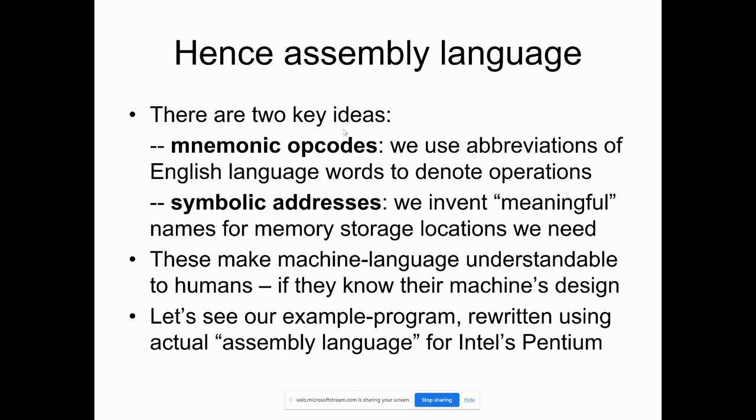There are two key ideas when it comes to assembly language. First, mnemonics or opcodes, operation codes. We use abbreviations of English words to reflect that. And we also have symbolic addresses. We invent meaningful names for the memory storage locations we need. This makes machine language understandable to humans if they know their machine's design. So let's look at our example program rewritten using actual assembly language for Intel Pentium, which I'm going to show you in a minute.